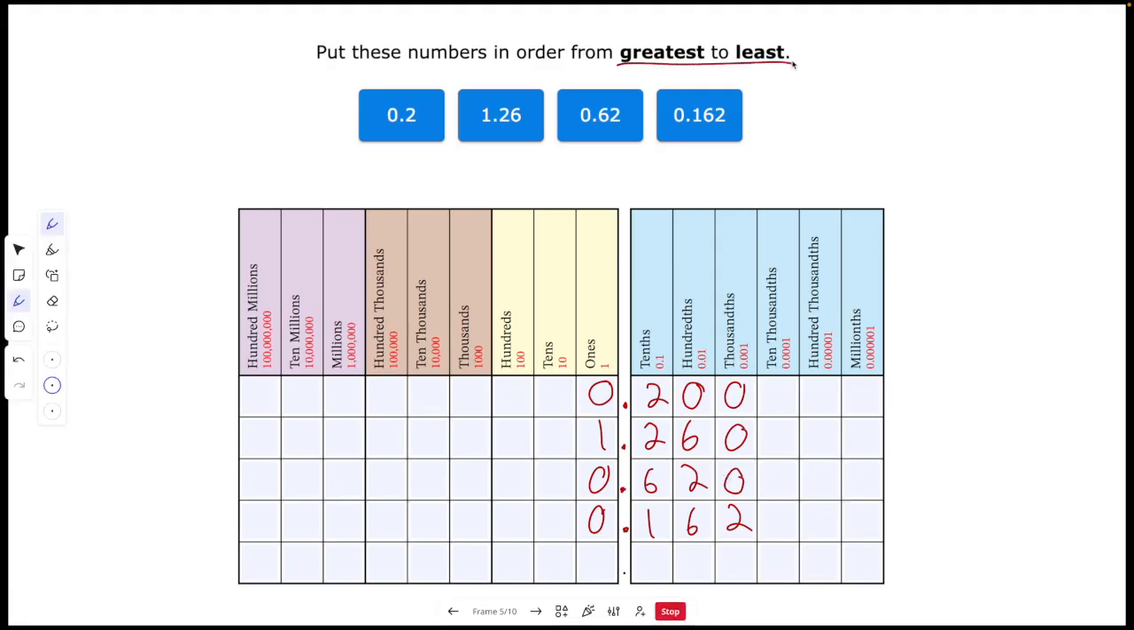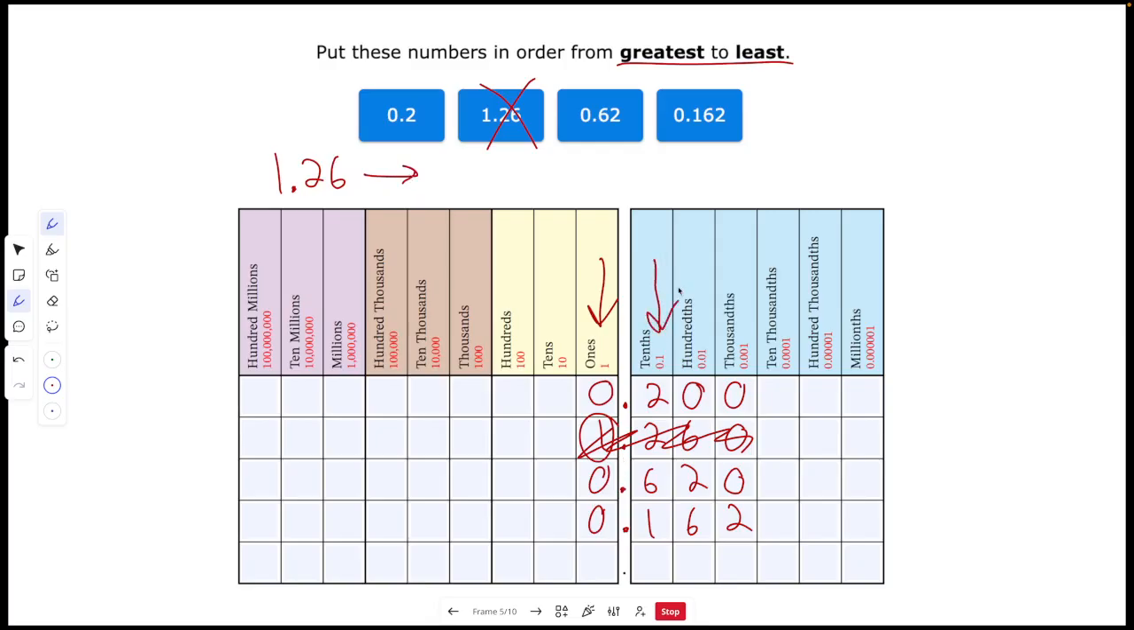So it says from greatest to least. So let's start in this column. Biggest number is the 1. So our biggest number in this problem is 1.26. Notice that I'm not putting the extra 0, okay, because that's not how the problem started. 1.26, done with that one. The rest in the ones column are zeros.